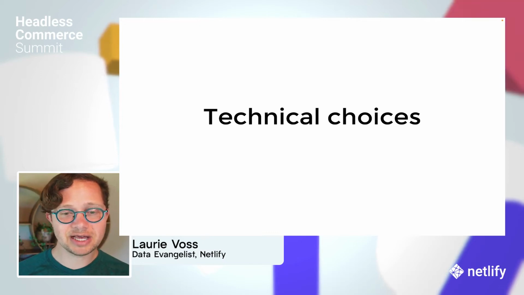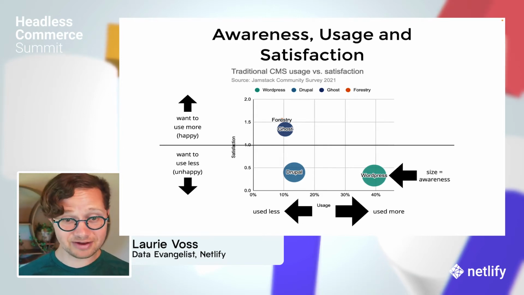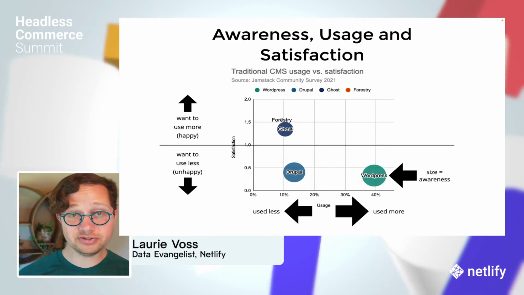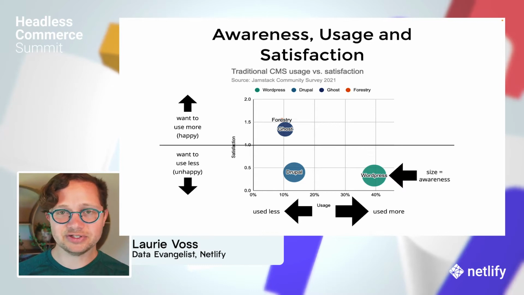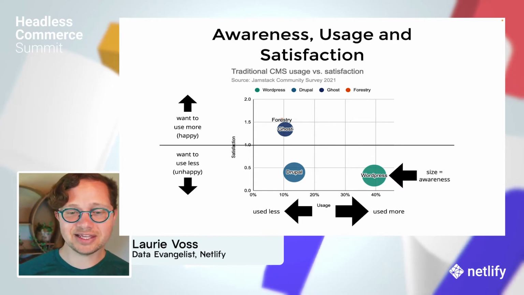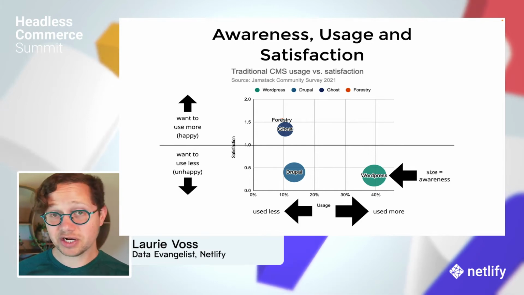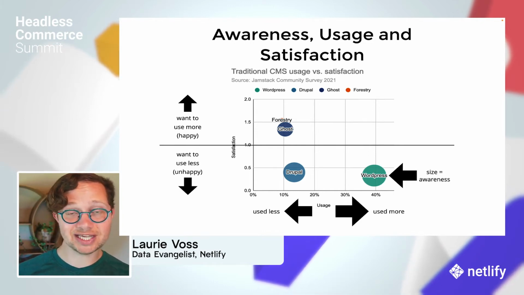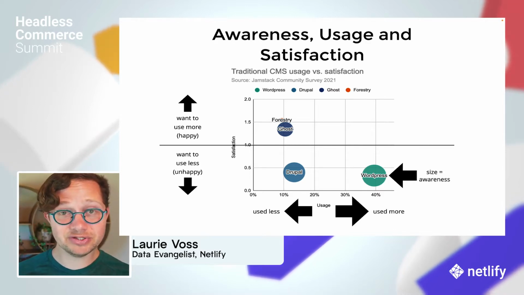Our global data asked a lot of technical choices, so I'll give you some highlights. First, let me explain about this kind of graph that you're about to see. This is a graph of usage on the x-axis versus satisfaction. A satisfaction score of 1 means that users are exactly as likely to say that they want to use something more as they are to say they want to use it less. Under 1, they want to use it less. They want to stop using it. Over 1, they want to use it more. If you're off to the right of this graph, people use you a lot. If you're off to the left of this graph, people don't use you so much.